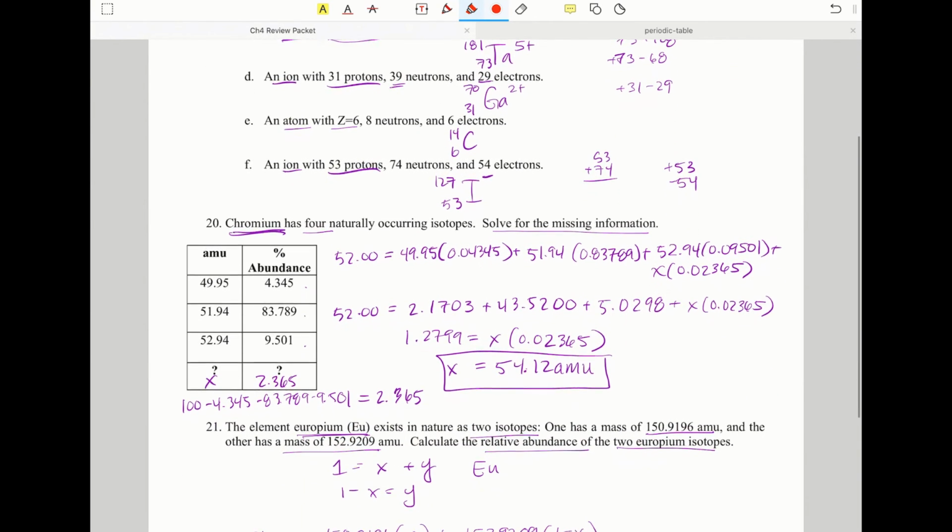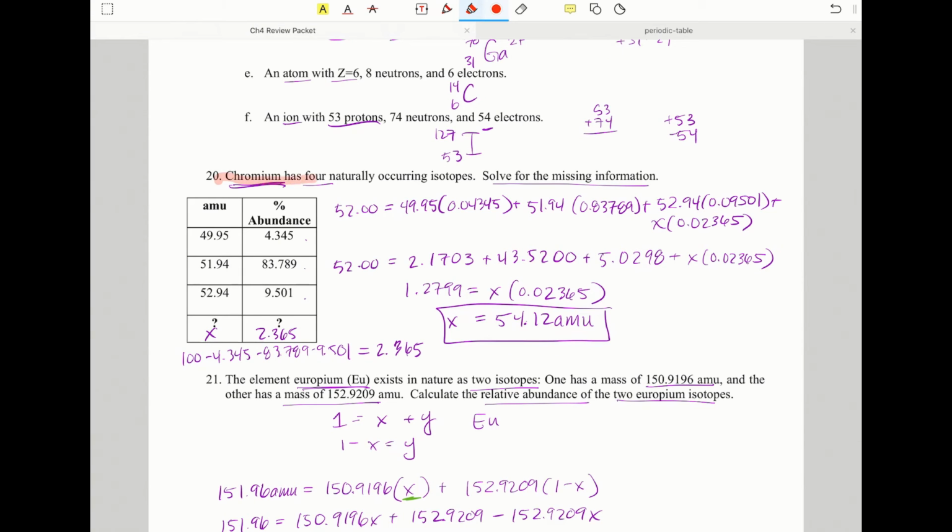All right, number 20. Chromium has 4 naturally occurring isotopes, and solve for the missing information. So if we look at the percent abundance, you'll see, oh, we got this one, and this one, and this one, and oh, I did not tell you that one. How do we figure that one out? All percents must sum to 100, okay? Note that percents must sum to 100. Tuck that away because we're going to chat about it in just a minute.